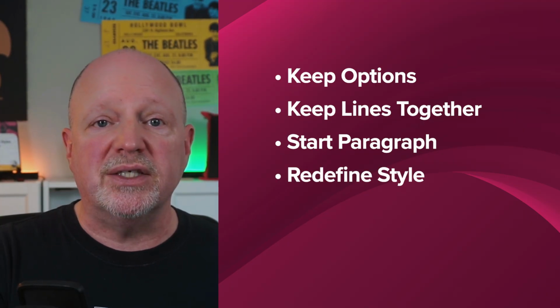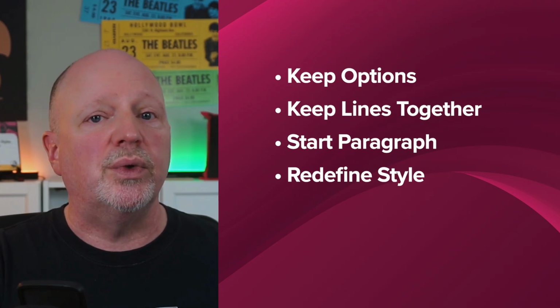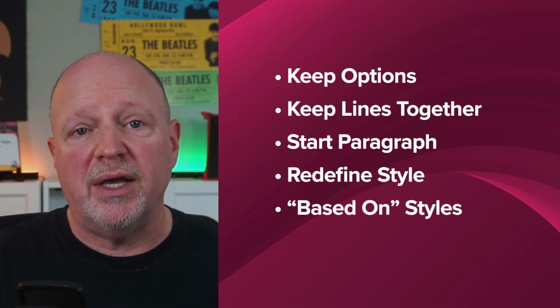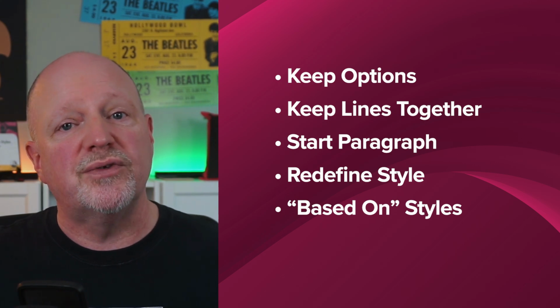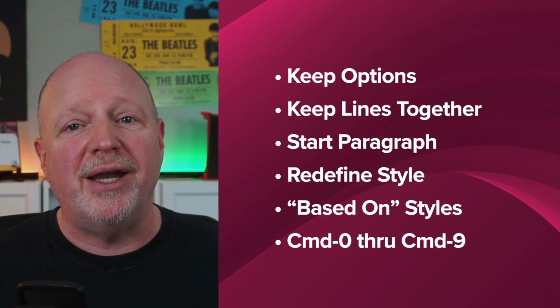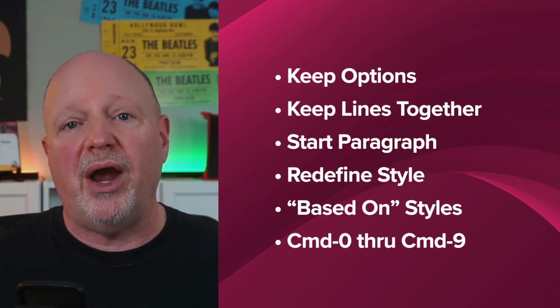We used Redefine Style to incorporate changes into an existing paragraph style. We learned how styles based on other styles continue to inherit attributes from the original style, and we saw how to use Command 0 through Command 9 to quickly navigate within the paragraph styles dialog box. Keep options in a paragraph style can save you hours of manual formatting or reflowing text to get column and page breaks exactly where you want them.